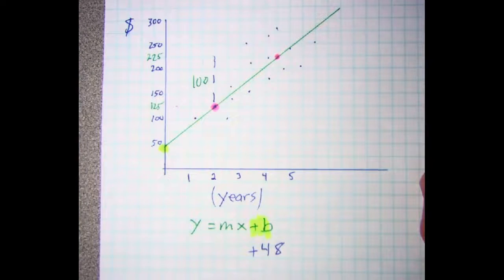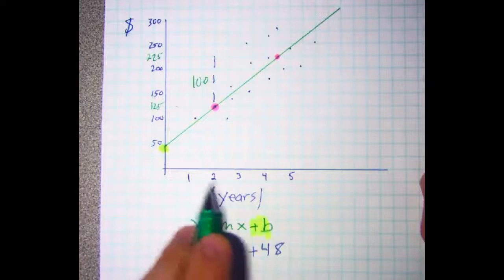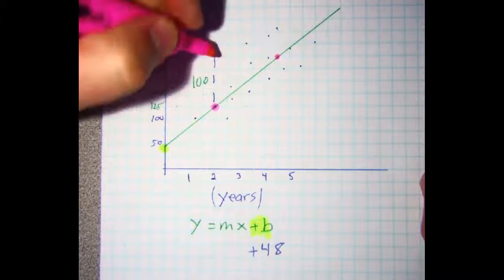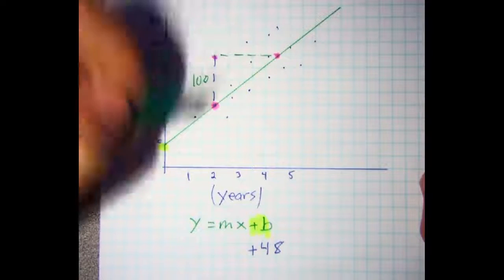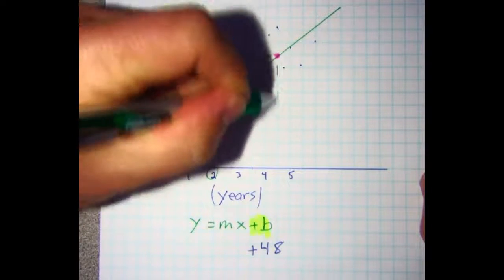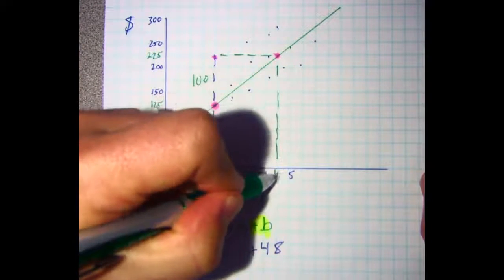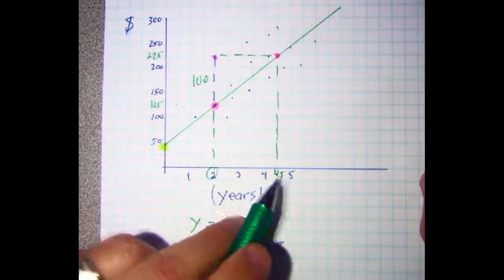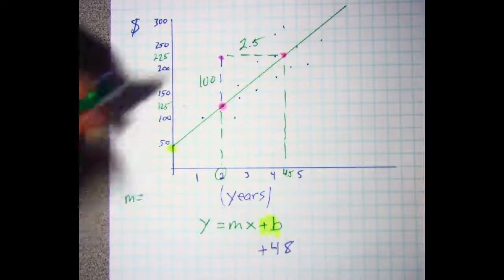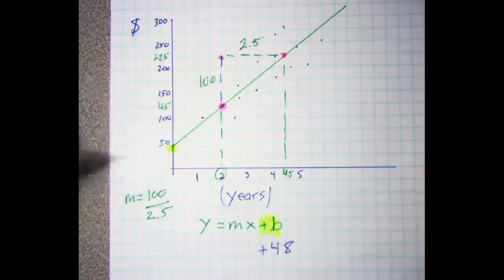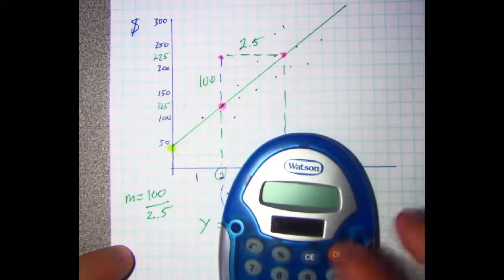So you don't just count the boxes and say, oh, that's the rise, that's the run. That's only if you're counting by ones. If we're counting by anything else, you have to actually look at the numbers. So from here to here, for the run, same idea. We're going from 2 to 4.5. How far is it from 2 to 4.5? Okay, that's 2.5. So there's the rise, there's the run. So your slope would be rise over run, 100 divided by 2.5. And you'd probably use a calculator to figure out this decimal. So you pull out a calculator.